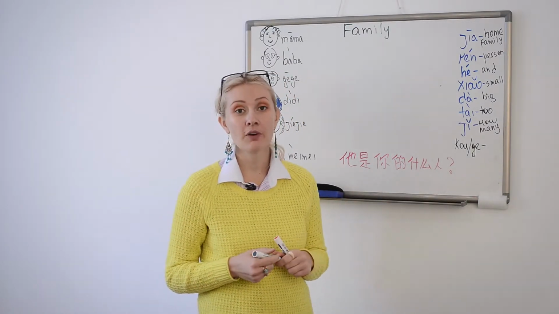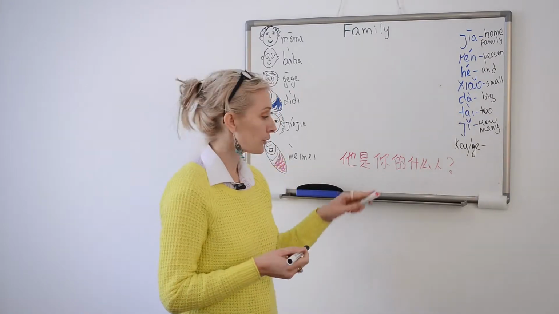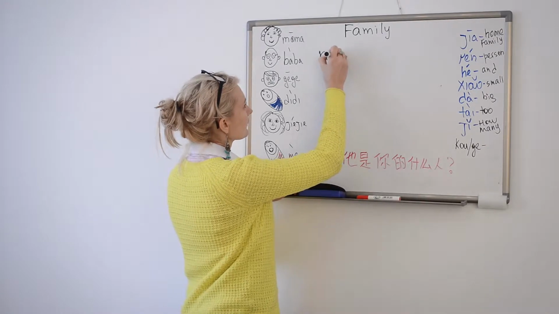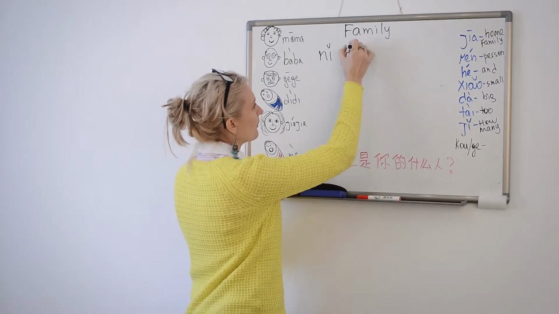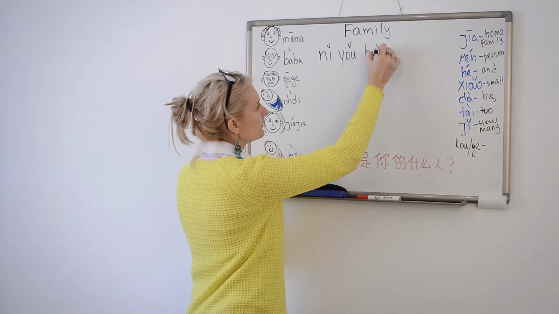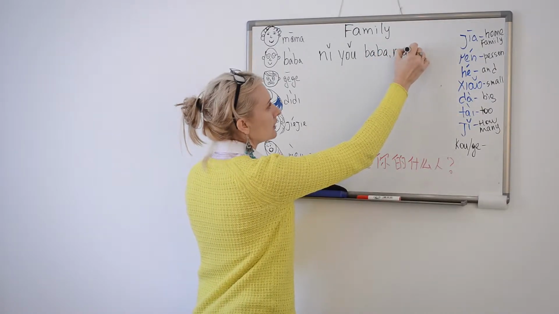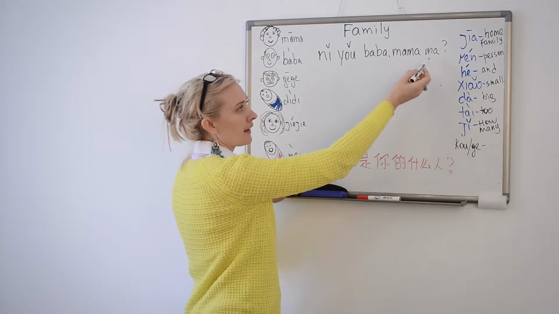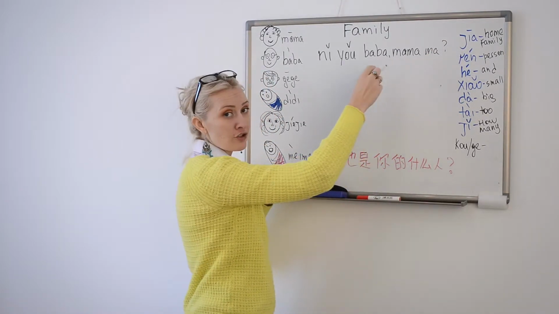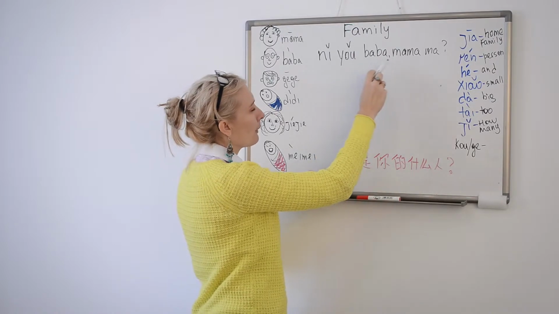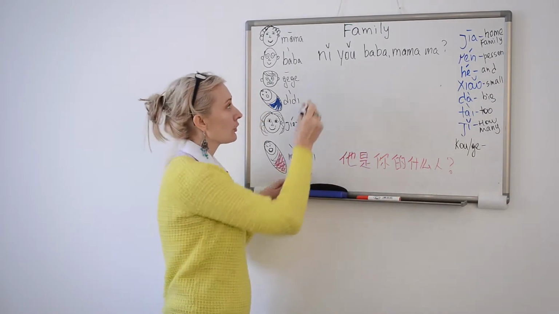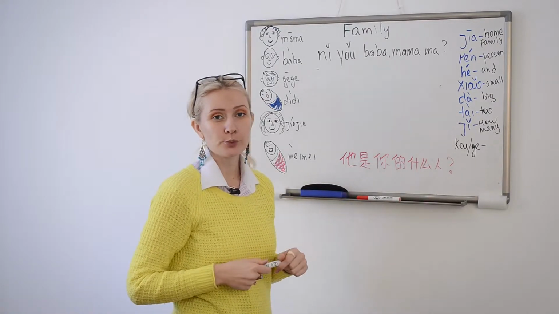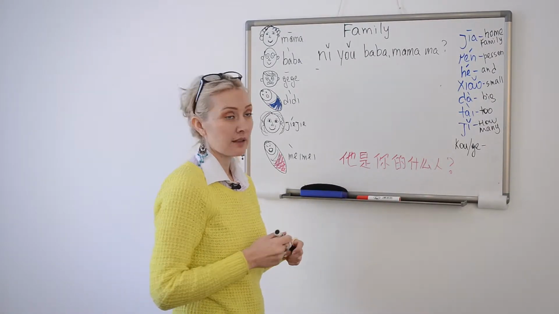Do you have father and mother? How will you ask that? You will say 你有爸爸妈妈吗? Don't forget ma, because ma will show that the sentence is a question sentence, right? 你有爸爸妈妈吗? And your answer will be yes. But how will you say yes? Yes will be 是. Yes, it is.